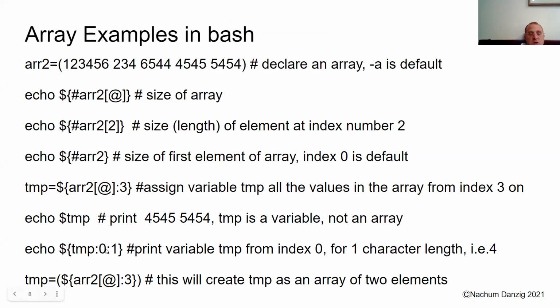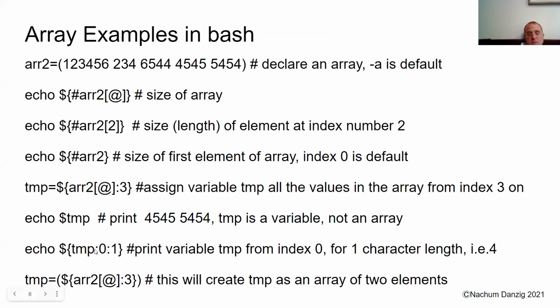If I do 0, now this is interesting. This is a range, 0 to 1. What does it mean? Start from 0, do 1 element. Print variable temp from index 0, 1 character in length. So it'll just print the 4 here because temp is just a single string.